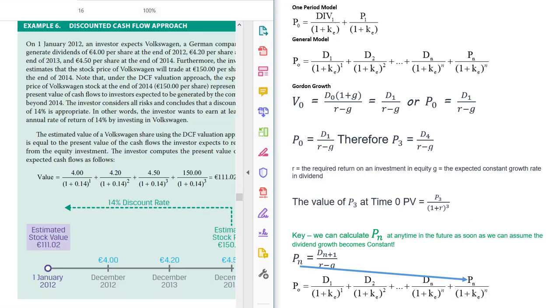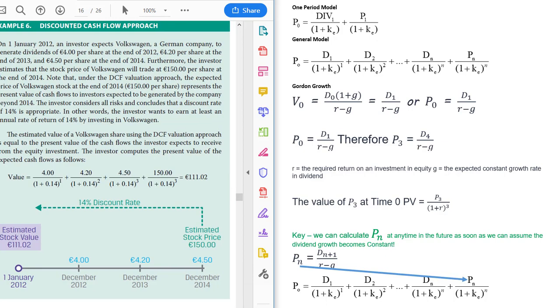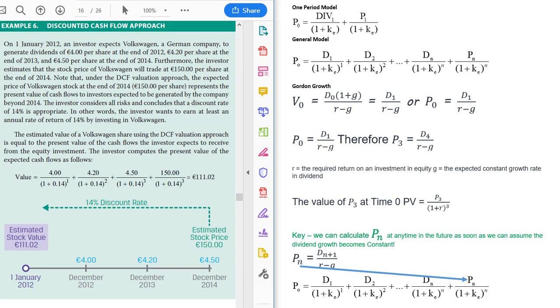So recall the example that we used in class was from the CFA Institute Investment Foundations program. And the example was Volkswagen. Volkswagen is a German company. They're going to pay a dividend of $4 per share at the end of 2012, $4.20 at the end of 2013, $4.50 at the end of 2014, and the investor estimates that the stock price of Volkswagen will trade at 150 euros at the end of 2014.